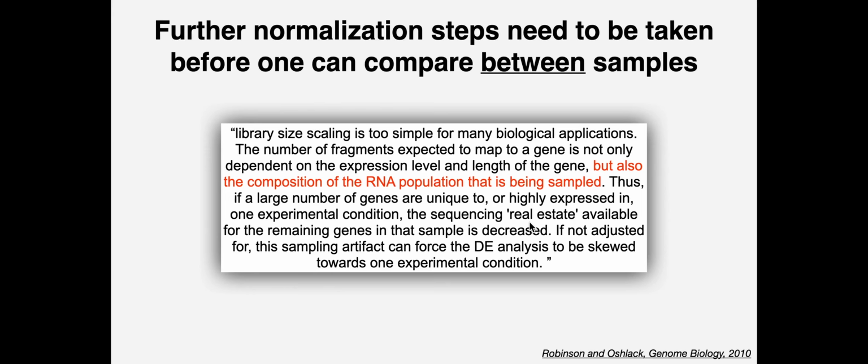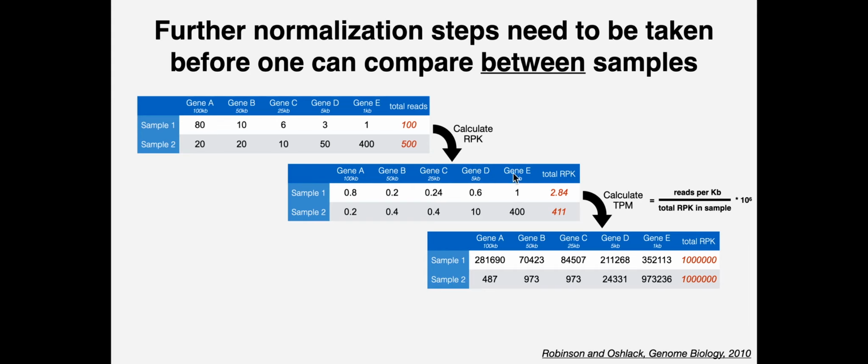If I go and change dramatically the level of one or more genes, there are, by definition, fewer reads left to go around to the other genes. As an example, let's look back at those tables I just showed you, where we went from counts for these 5 genes and calculated reads per kilobase to get this total RPK, and then used this formula to calculate TPM, and we were really happy, right?